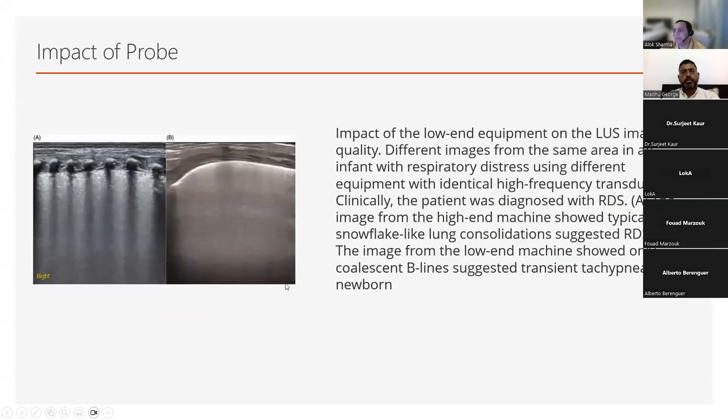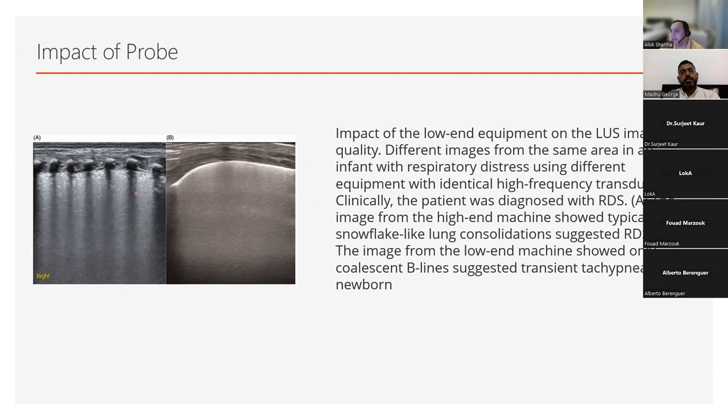Going forwards, again, impact of probe. This is just an example of the change in frequency. Clearly from our perspective, we're using a high-end machine. These are the more modern machines, like a GE that you might have, and these are the older machines that we use. Now, if you're using a very old probe, which tends to leave out artifact, then you can end up making the wrong diagnosis. This is the same baby using an old low-end machine with very poor resolution, where you don't have a high frequency. And because you don't have a high frequency, you can't see the superficial areas of the lung very well.